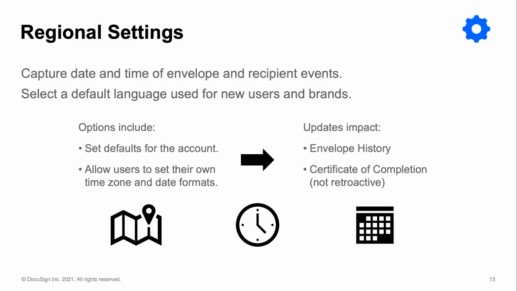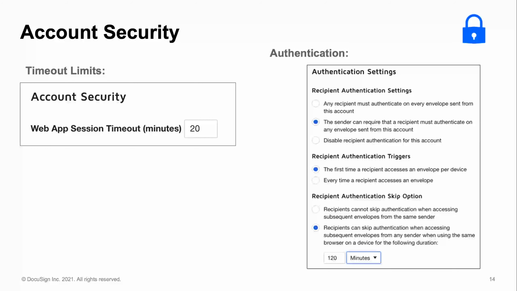We'll also talk a little bit about some account security settings. So one of the first security settings that I want to mention is the account timeout. So by default, when you set up your DocuSign account, there is a timeout in place of 20 minutes. What that means is when you or any of your users are working in DocuSign, if they deviate from the page or if they are idle on the page for 20 minutes, DocuSign will automatically log them out.